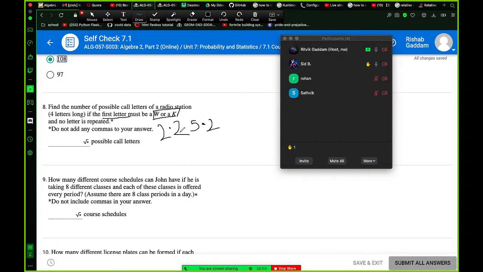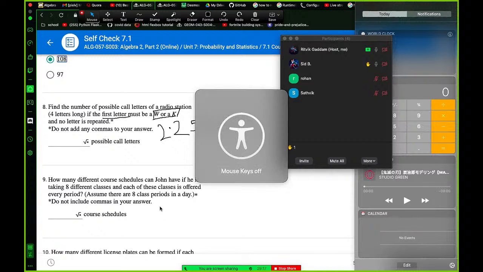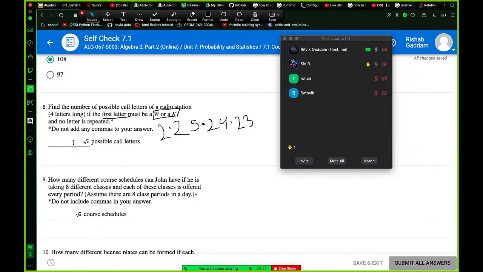So the first one has 2 options. And the second one, you either use a W or a K, so the second one has 25. The third one has 24. And the last one has 23. And after you multiply that, just do it now. That's 27,600. Okay, good job, Sid.